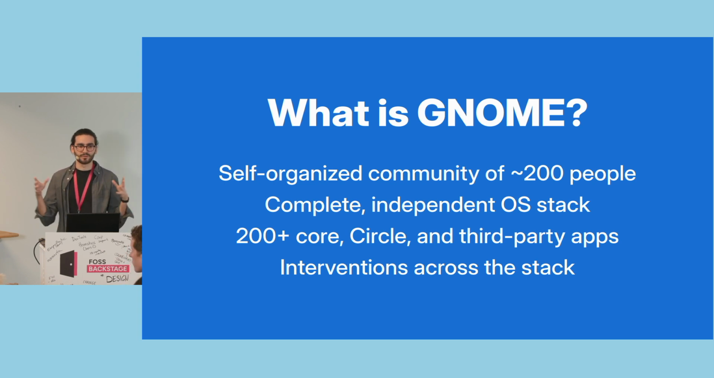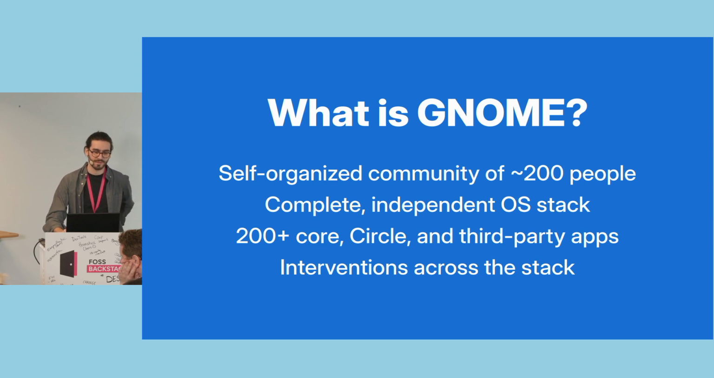As I said, it's a complete independent operating system stack that has everything from the toolkit to make the apps, to the low-level things that you need to do input, to a compositor, a shell, all of the things that you need. And then there's a pretty large app ecosystem around that: the core apps that come with the system, Circle apps that are verified third-party apps, and then other third-party apps that are around that. Another important part is that GNOME developers tend to intervene across the stack if something is needed elsewhere to unblock something we need. And so there are a lot of connections to other adjacent projects that are part of that stack.